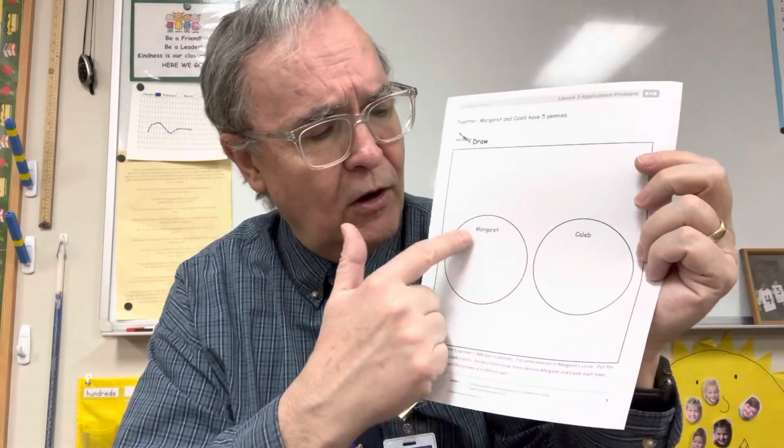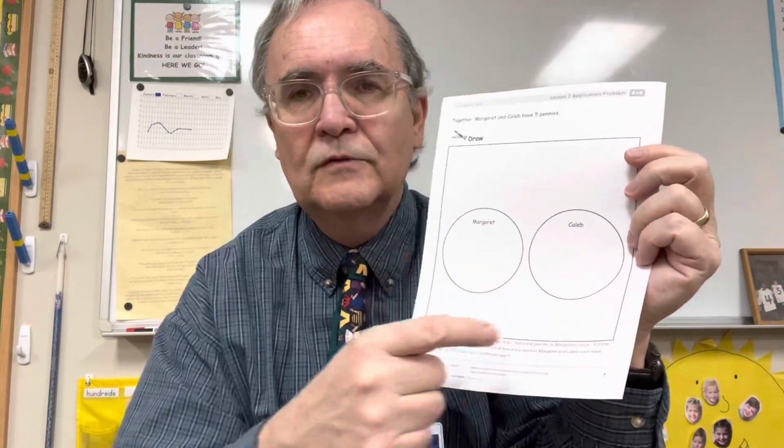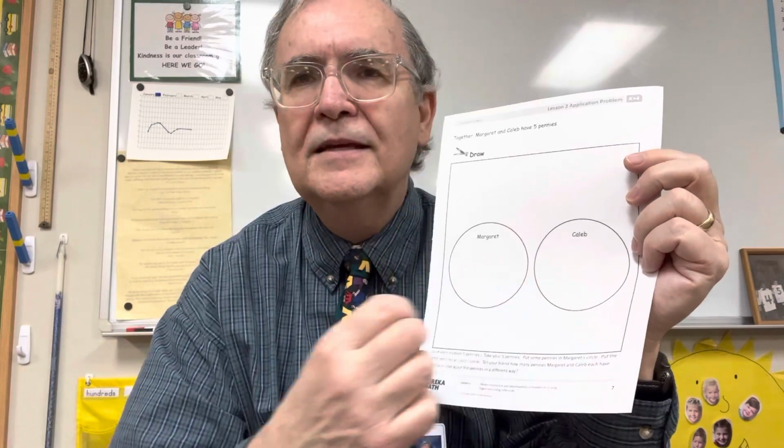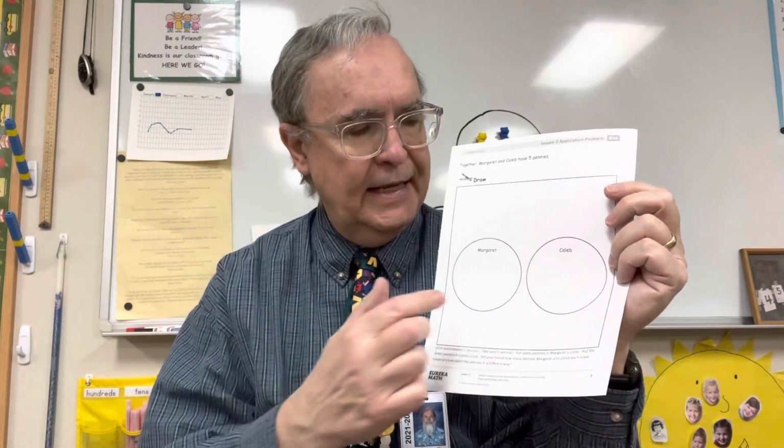You could have given all 5 pennies to Margaret and none to Caleb if you didn't like Caleb, but I did say that each of them had to have some pennies, so there's no zeros for these. Now, these two circles that we have here, you started with 5 pennies and you divided them into parts. And parts is what we're working with in math now. We're talking about dividing a whole, a group of something, into 2 parts. And so you took your whole of 5 and divided it into the 2 parts.